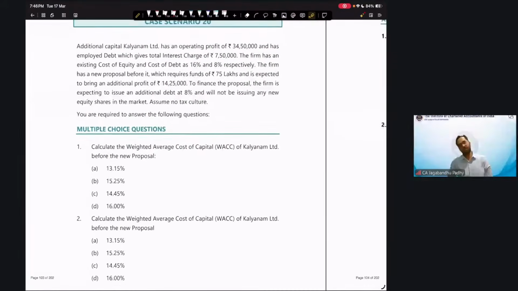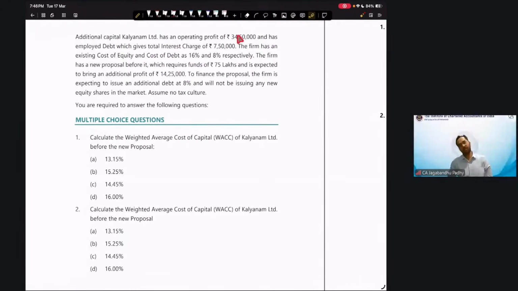Okay. Additional Capital Kalyana Limited has an operating profit of 34 lakh 50,000 and has employed debt which gives total interest charge of 7 lakh 50,000. The firm has cost of equity and cost of debt as 8%. The firm has a new proposal which requires funds of 75 lakhs and is expected to bring an additional profit of 14 lakh 25,000. To finance the proposal, the firm is expecting to issue an additional debt at 8% and will not be issuing any new equity shares in the market. Assume no tax, you're required to answer the following questions.